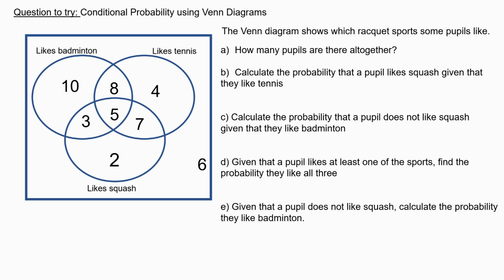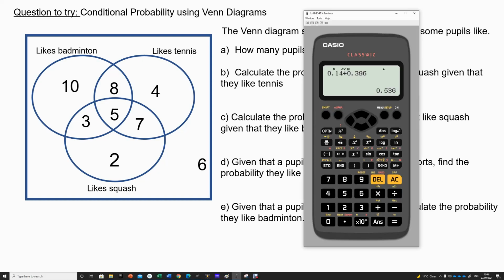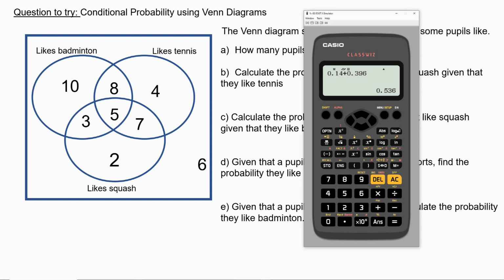Here are the answers. Firstly, how many pupils are there altogether? For this, I just need to add up how many pupils there are. Okay, so we have 10 plus 8 plus 4 plus 3 plus 5 plus 7 plus 2 plus 6, it just pays to be careful, and we have 45 pupils.